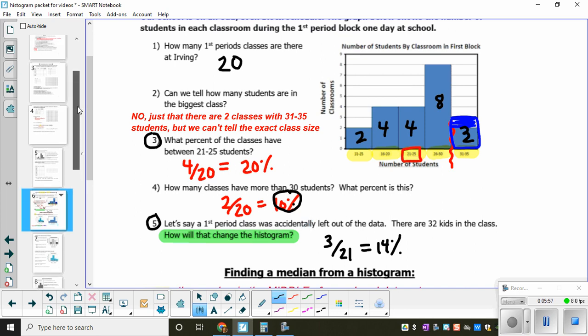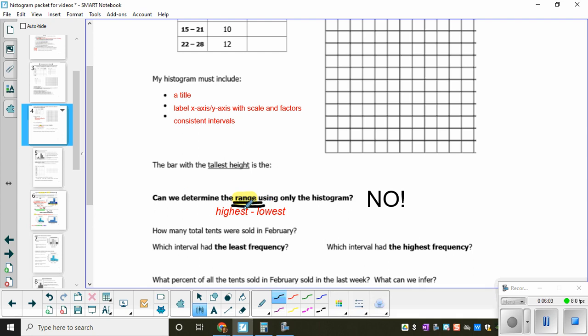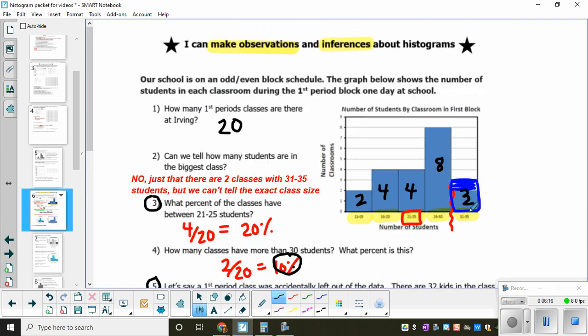Now, in the last video that you guys watched, it was back a few pages, I reminded you guys about the definition of range. It's when you take the highest and subtract the lowest to just see the spread of the data. And we said that just using a histogram, we cannot find the range because we might not actually know what the highest or the lowest number is. For example, we don't know how many students are in these classes. So we can't actually find the range here. We can't do the biggest minus the smallest.